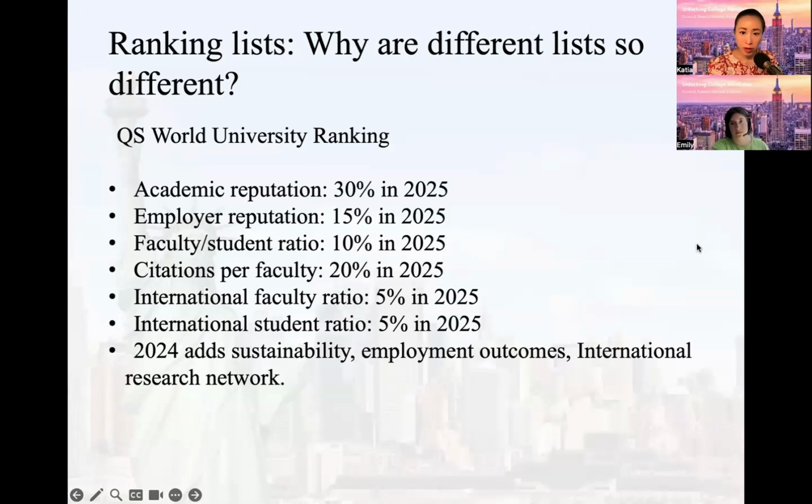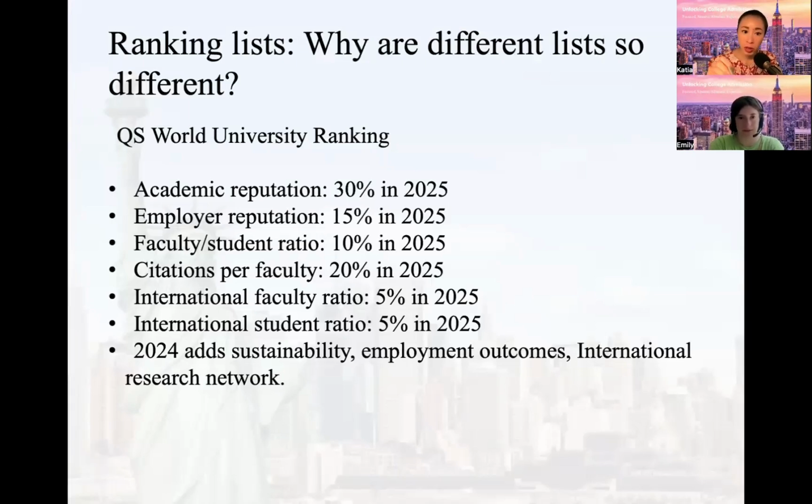So why are different rankings so different? Well, first of all, because they use different variables and different formats. I use the QS World University Ranking, for example. They just issued their most recent 2025 ranking 2 days ago. If you compare the QS ranking to the US News ranking, it's very different. Yale University is not even ranked top 20 in the QS list. How surprising. It's because they use different formats, different formulas, and different variables.